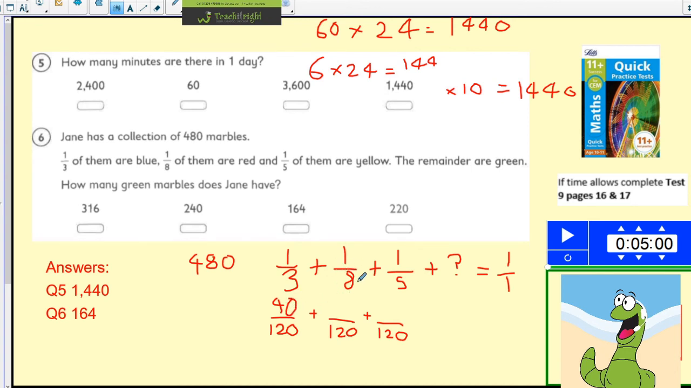What did I do to 8 to make it 120? Well, I times it by the other two, which is 3 and 5. So I now have to do 1 times 5, which is 5, times 3, which is 15. And a similar story, what did I times 5 by to make 120? Well, I times it by 8, and I times it by 3. So 1 times 8 is 8, and then 3 times 8 is going to be 24.